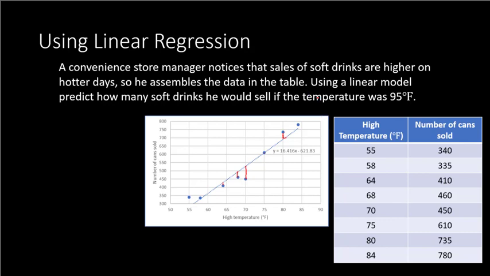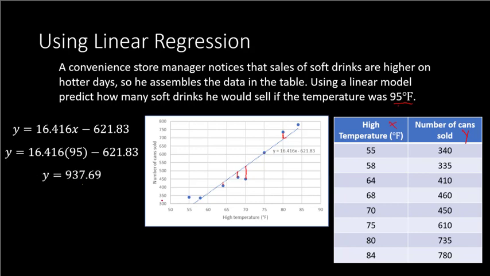Here we're trying to use a linear model to predict how many soft drinks this guy would sell if the temperature was 95 degrees Fahrenheit. So we take that equation that we have found, and 95 is a temperature. That was one of our x values. So we plug 95 in place of x and see what we get for y, which would be the number of cans sold. So plug 95 in for x into this equation. We have 16.416 times 95 minus 621.83. And if you type that in your calculator, you're going to get y equaling 937.69. If you round this to the nearest whole can, it's going to be 937. You can't have a fraction of a can, so we'll round down in this case, 937. All right, so we can predict that this store manager will sell 937 cans if the temperature is 95 degrees Fahrenheit.